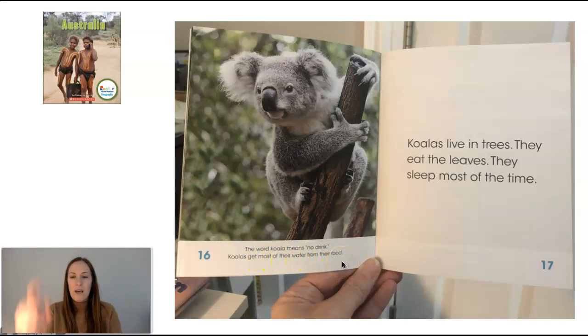Okay, put all that in your brain. Koalas live in trees, they eat the leaves, they sleep most of the time, they don't drink a lot of water. Okay. Now, we are going to look at a part of Koala, and I'm going to read a part of this book. And I want you to think about what's similar between this book and what we just learned about koalas in Australia, okay?